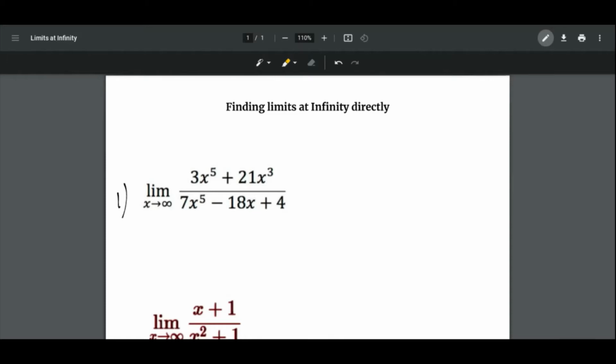The highest degree of the numerator is 5, and the highest degree of the denominator is also 5. So in that case, we take the ratio of the leading coefficients, which is 3 over 7. So the answer is 3 over 7.